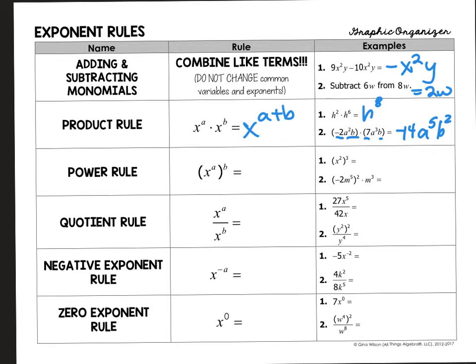Okay. So product rule, the way you can tell it apart is you have base exponents. You have a big number and then a little number times another big number and another little number. So two separate bases. Now the power rule is different. The power rule tells us when we take an exponential expression and we raise it to a new power, we can combine them by multiplying a times b. And you can recognize the difference between this and the product rule because in the power rule, you have an exponential expression inside parentheses with a new exponent on the outside.